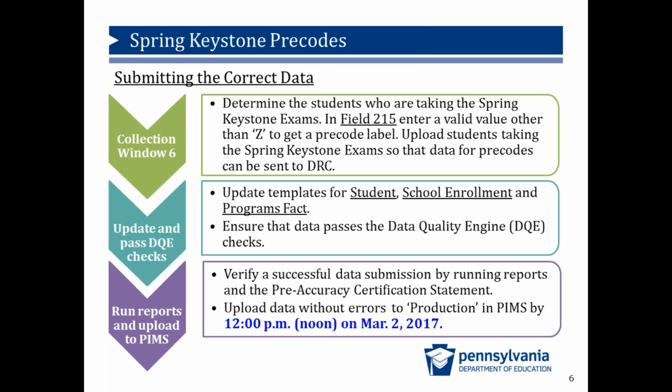PIMS administrators are also encouraged to run the preliminary ACS, or Accuracy Certification Statement, report before the deadline, so that the data in that report is the data that PIMS shows as uploaded for the educating entity. It will be too late to change data if the PIMS administrator waits to run the final ACS after the due date. The deadline is reiterated here. Final data must be uploaded by 12 p.m. noon on March 2nd, 2017. Please note that data cannot be corrected after the internal snapshot deadline.